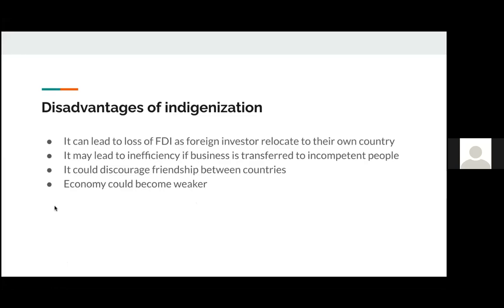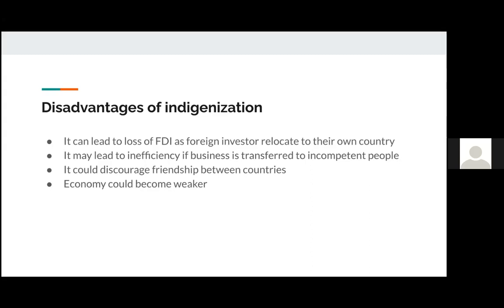But if a government decides to indigenize some of the companies, it can lead to a loss of FDI, because some companies may just pack up and leave the country. It may lead to inefficiency if you transfer the management of a business from people who are doing well to incompetent people. It could also discourage friendship between countries.